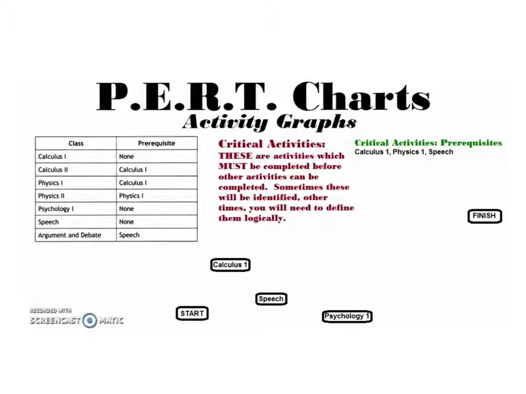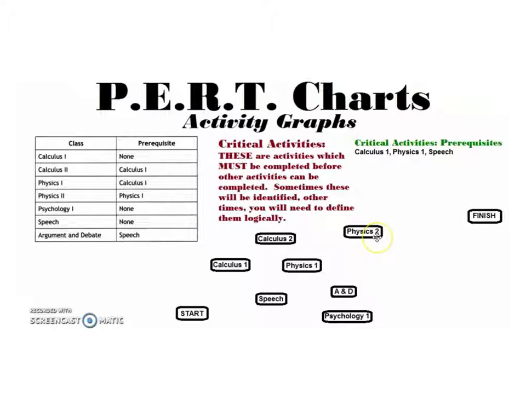Then we go on to the second semester. In this case, the second semester of classes, after we've taken Calculus 1, again, notice that prerequisite column. Calculus 1 is forced to be taken first before we can take Calculus 2 or Physics 1. So since we can take Calculus 2 and Physics 1 now, we can take those in the same semester because we've already completed Calculus 1. And then also notice argument and debate can be taken after we take speech. So in semester 2, argument and debate is going to be put down.